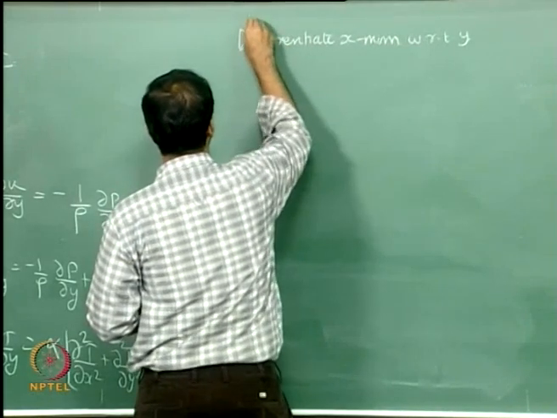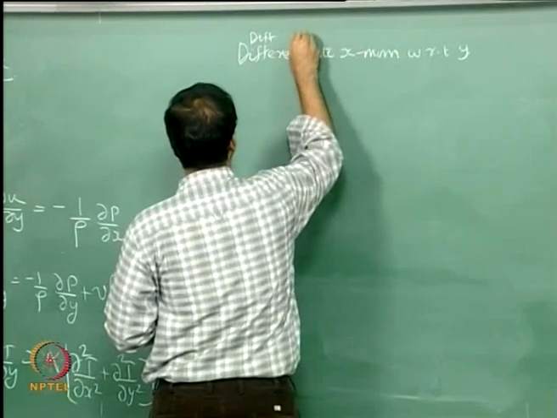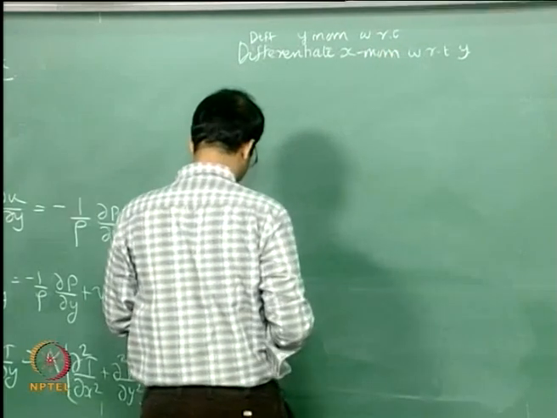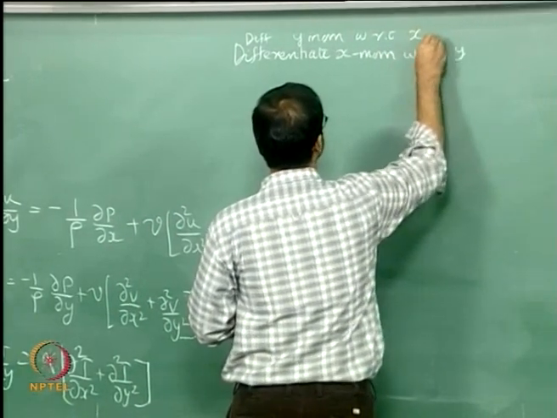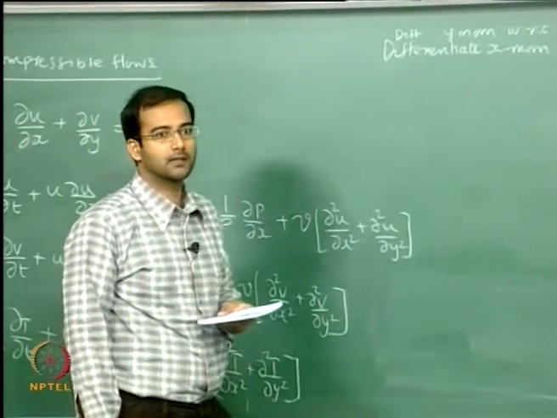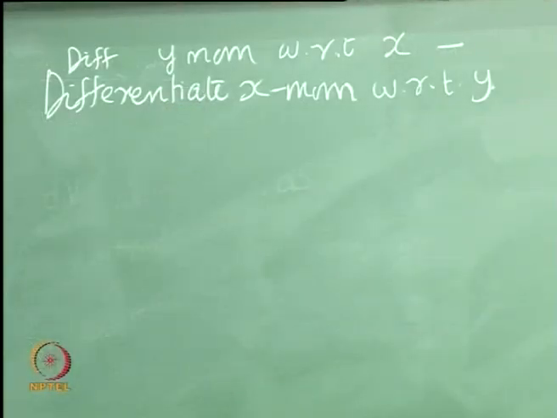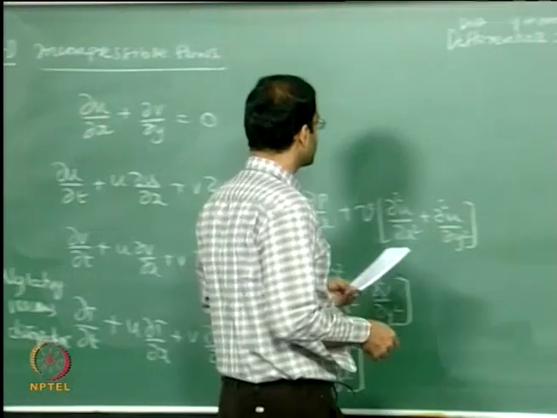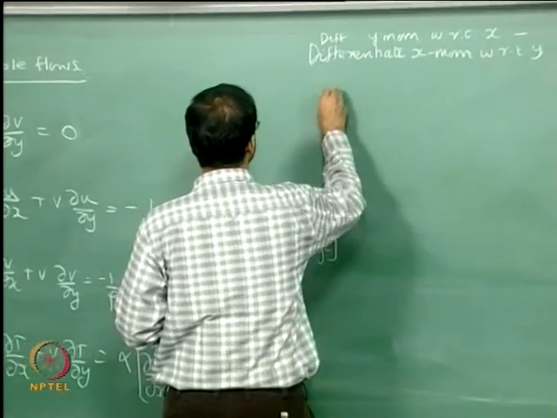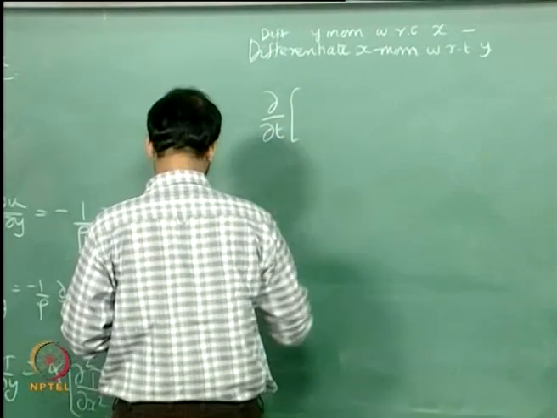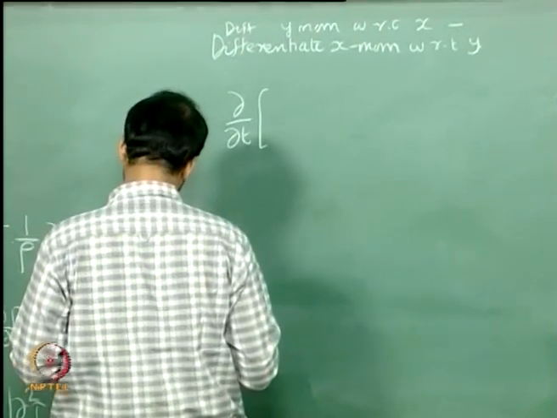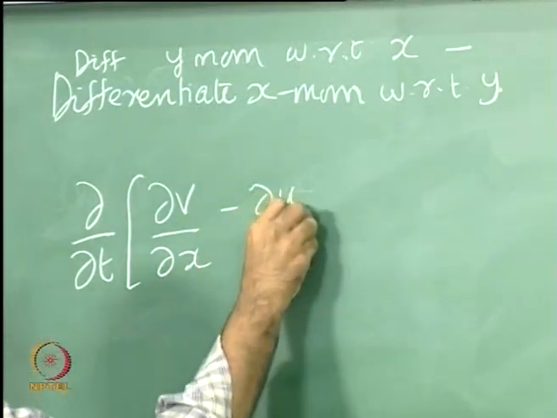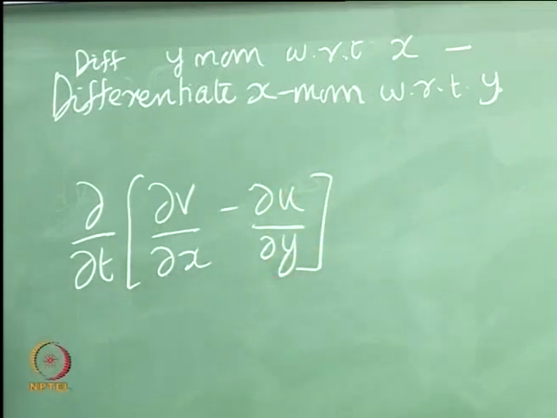so I am going to say differentiate y momentum with respect to x, minus differentiate x momentum with respect to y. Okay, so if you do that, you can group these two terms, the temporal term. You can say d by dt of, so you can write this as dv by dx minus du by dy, is that right?